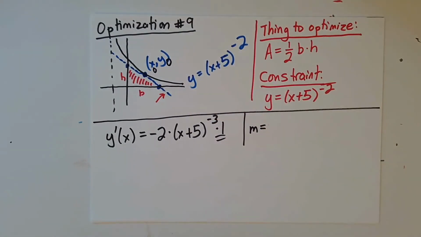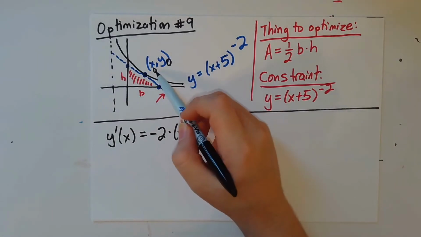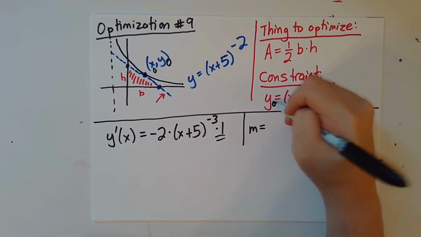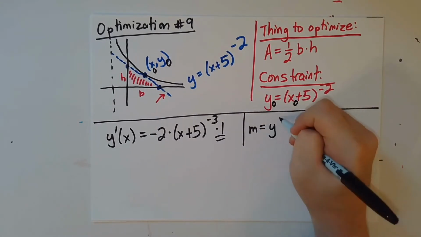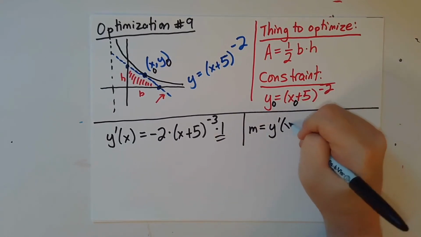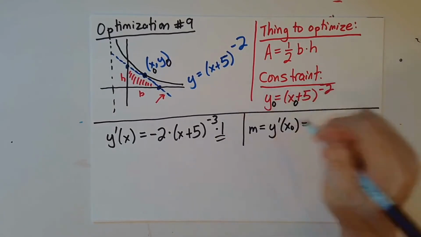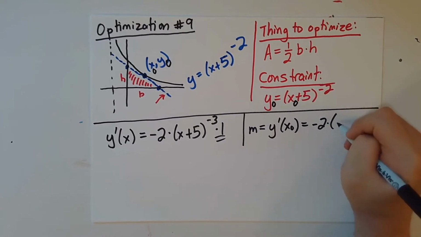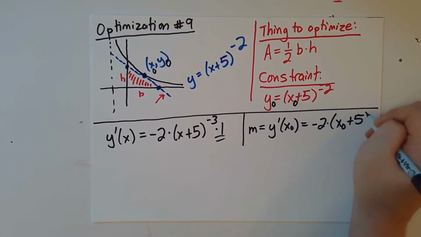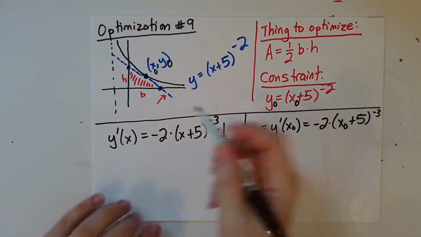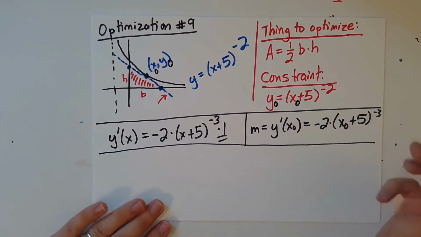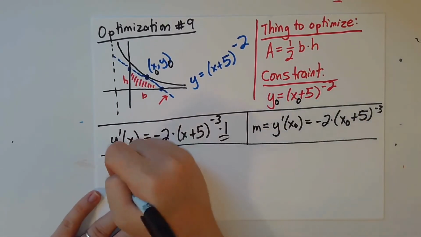Now, just so that I can keep track of what's going on, I'm going to have x's and y's in my tangent line, so I'm going to call this point (x naught, y naught). Then I'm going to remember that my constraint is that y naught is (x naught plus 5) to the minus 2. So my slope here of the tangent line is y prime of x naught, which is going to be minus 2 times (x naught plus 5) to the minus 3. Okay, so then I can ask, what is my tangent line?